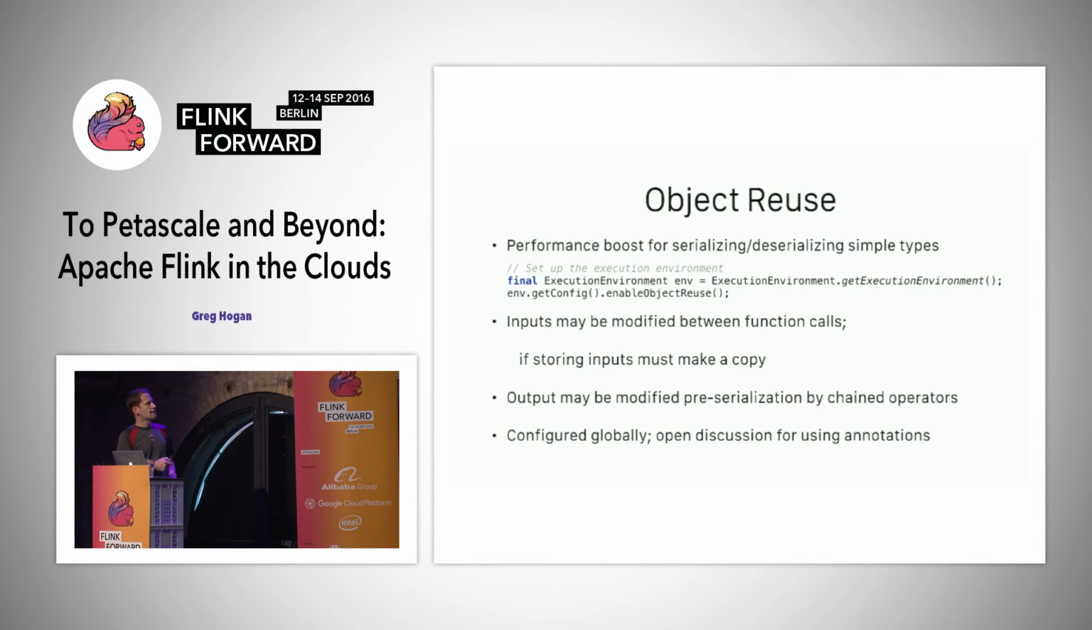Things to watch out for is that if you're going to hold on to an object, you need to make a copy. And if you're going to output it, it might be changed if you have any chained operators. There is some discussion for reworking object reuse. Rather than having a global configuration, having annotations on individual operators, which would allow us to flag that our code can reuse objects, even if it's composed into algorithms with other operators that aren't reusing objects.